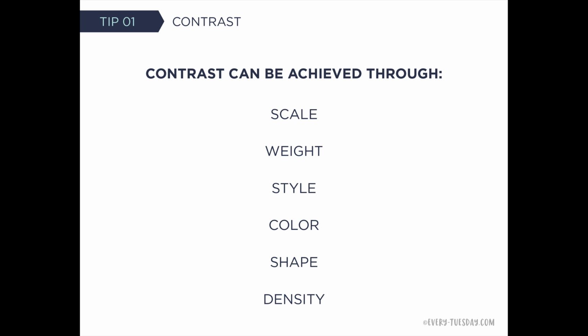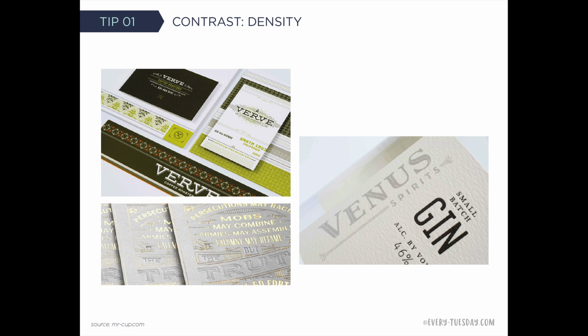So the last one is density. And by density, I mean whether or not those letters are really wide and spaced far apart, which is also known as expanded text, or whether they're really skinny and pushed tight together, which is typically referred to as condensed type. So I've got a few examples for that as well.